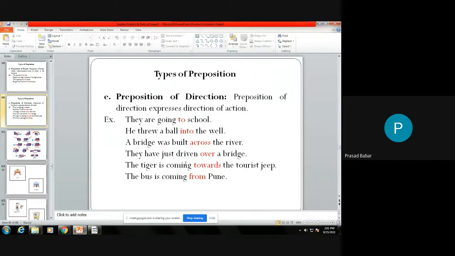Then the next example. They have just driven over a bridge. So over is working as a preposition of direction.